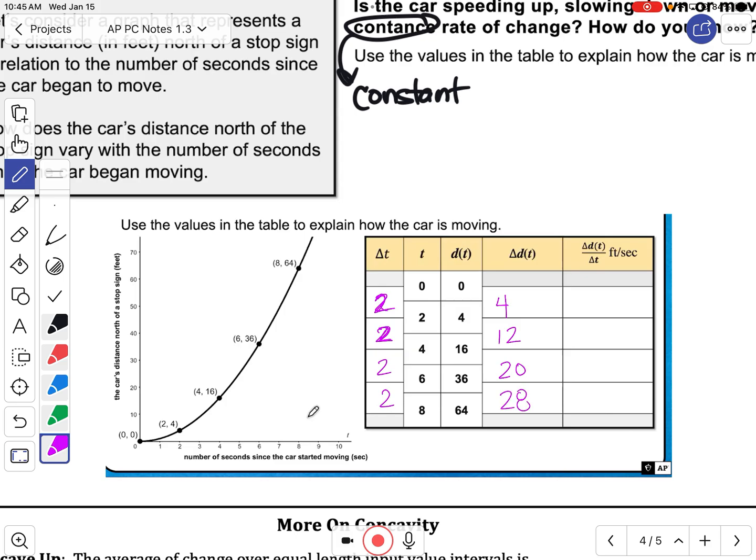So now let's take those values and get the rate of change. 4 over 2 would give me 2 feet per second. 12 over 2 would give me 6 feet per second. 20 over 2 would give me 10 feet per second. 28 over 2 would give me 14 feet per second.